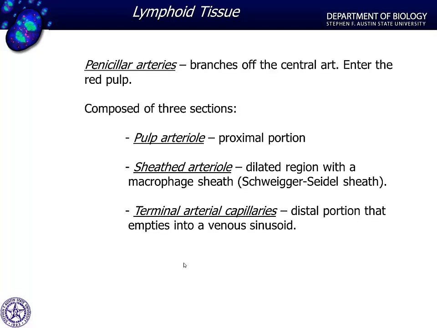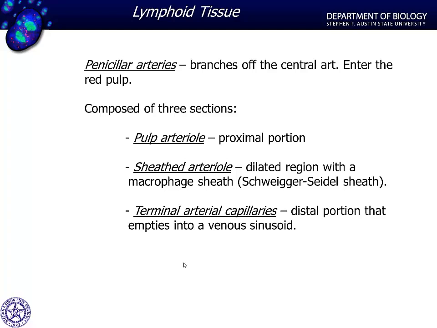So from our central artery, which when it's covered with white blood cells, it's going to be the white pulp or the periarterial lymphatic sheath that's surrounding it. When we send branches off the central artery, those are going to be the penicillar arteries. And these penicillar arteries sort of is a global category, but they're going to have three different sections to them. First, we're going to see the pulp arteriole. This is going to be that first part as it branches off of the central arteriole, heading out of the PALS and into the red pulp.